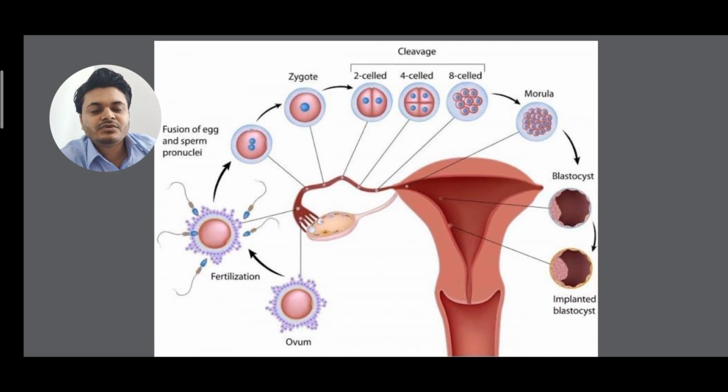Now you can see the process. The picture of the female reproductive tract has been given, and the ovary is shown. You can see the ovum, then fertilization, then fusion of egg and sperm, then the zygote, then the 2-cell, 4-cell and 8-cell stages, clear? After the zygote forms, the embryo develops.